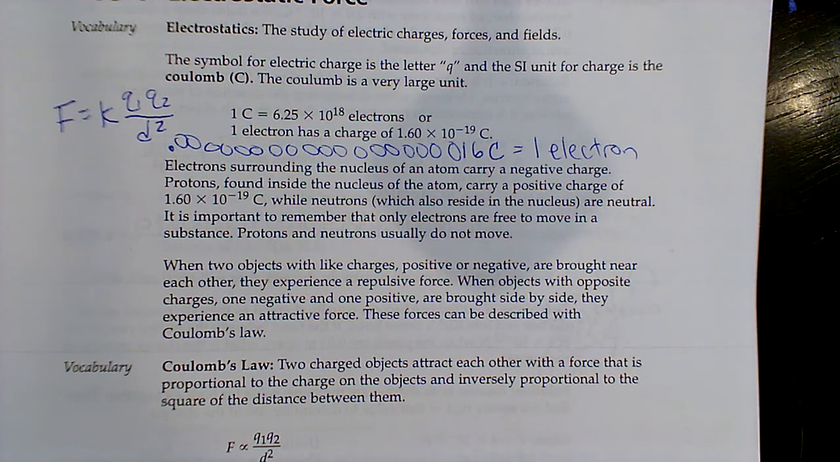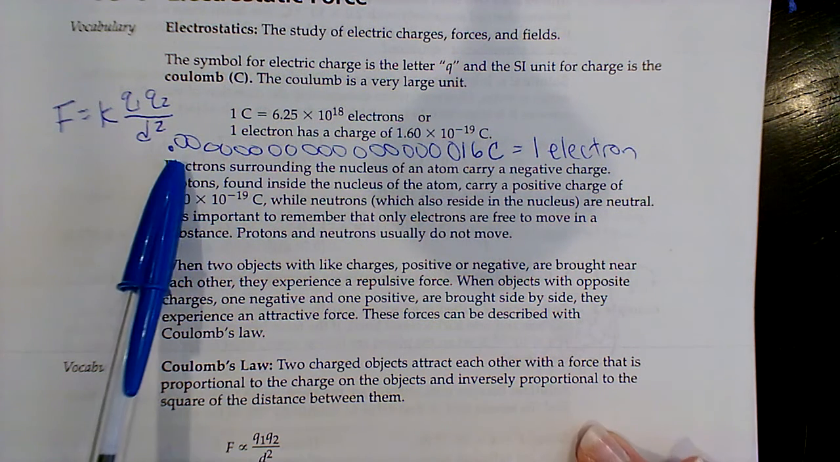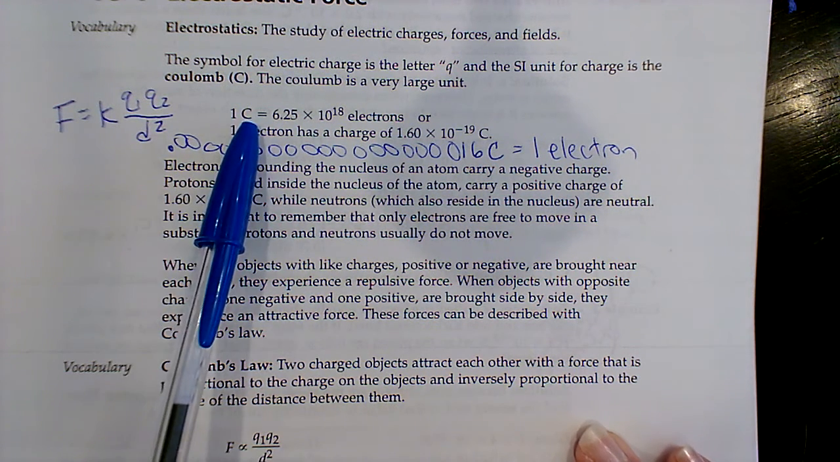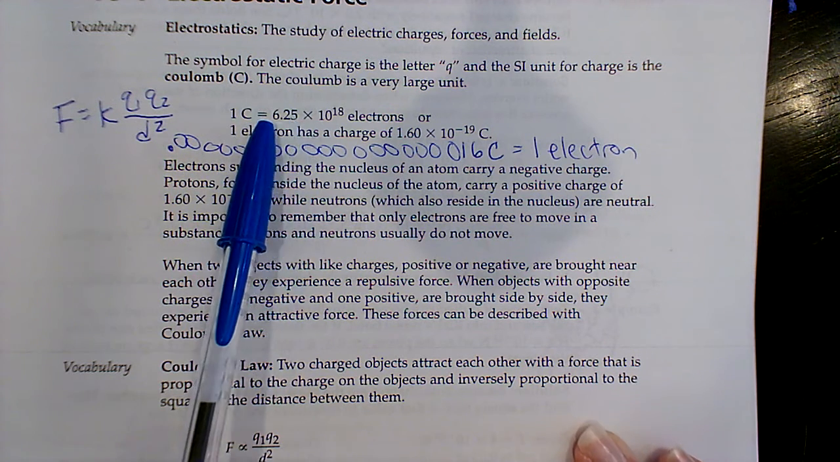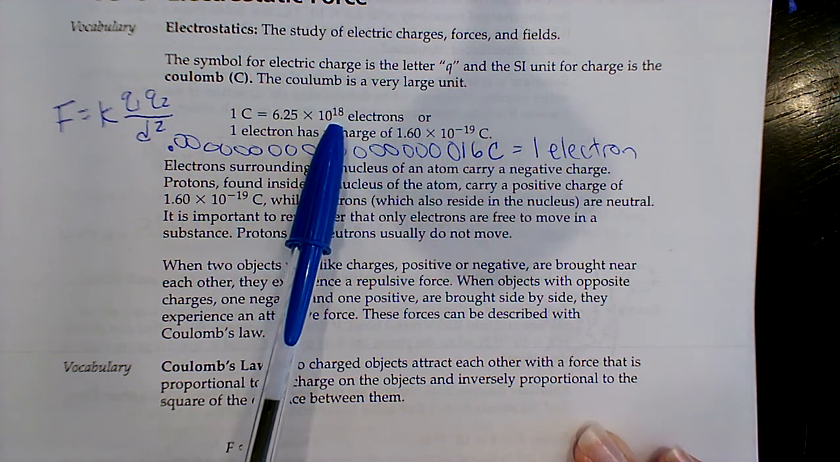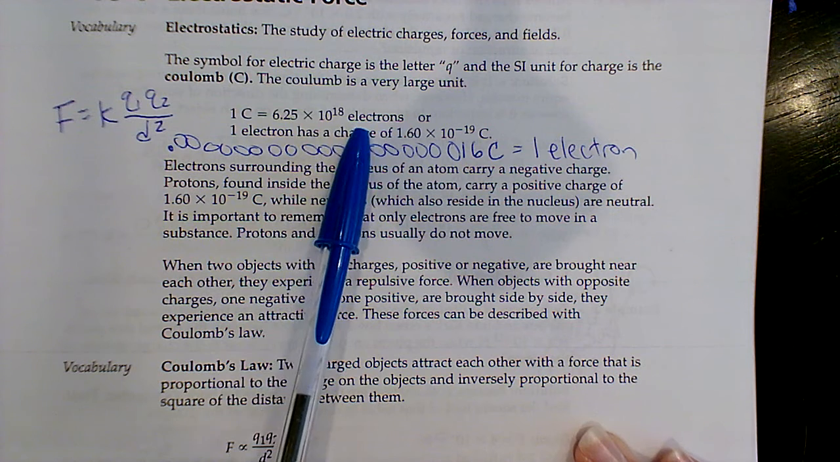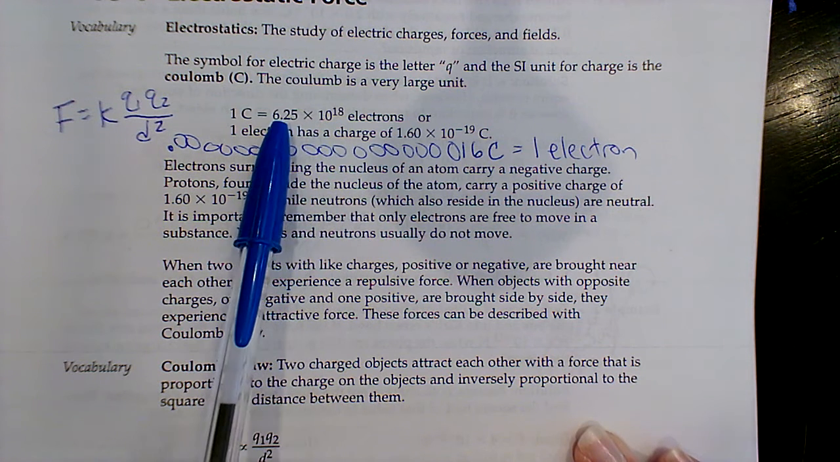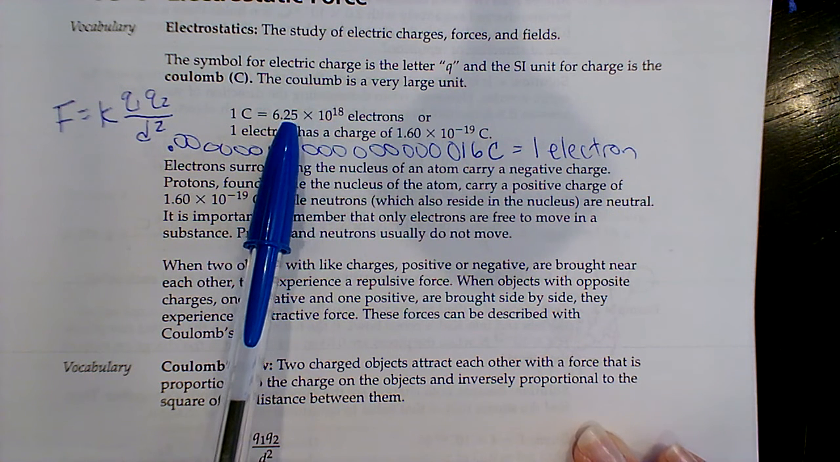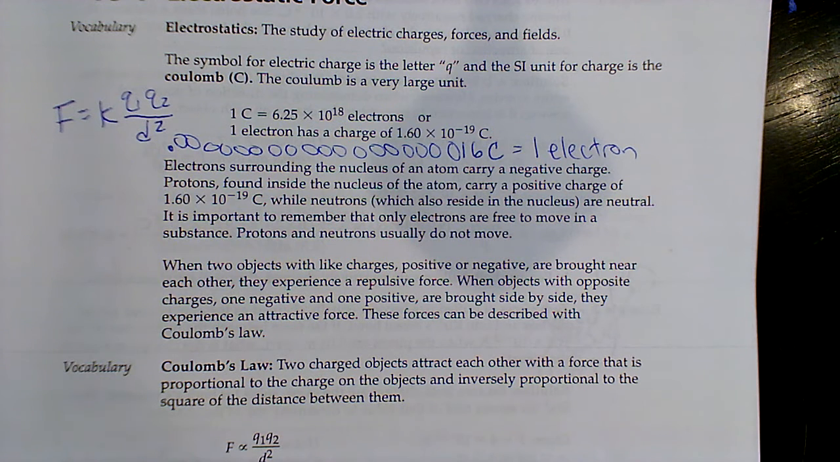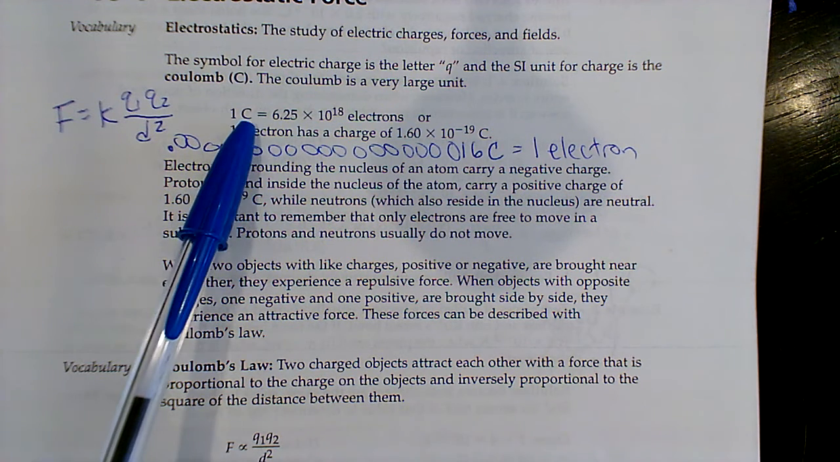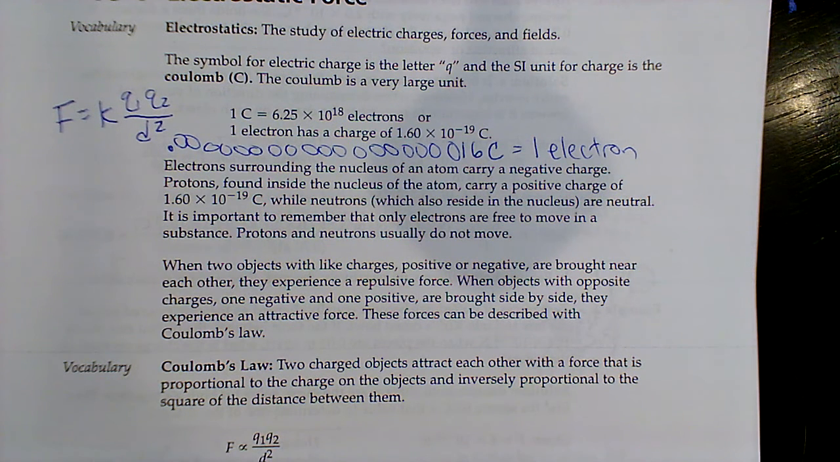So instead of using that insanely small charge, we use coulombs. One coulomb is the equivalent of 6.25 times 10 to the 18th electrons. So that's a lot of electrons, right? That's 625 with 16 zeros behind it, number of electrons. It's a lot of electrons, but it's actually a size of charge that we can work with.